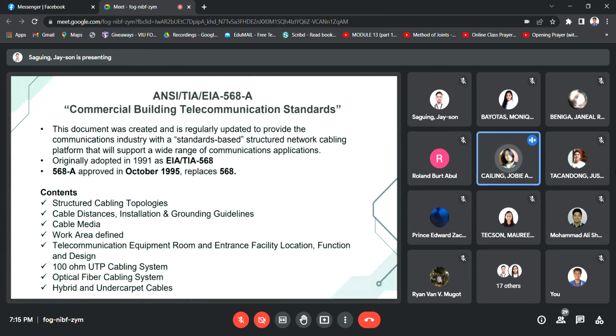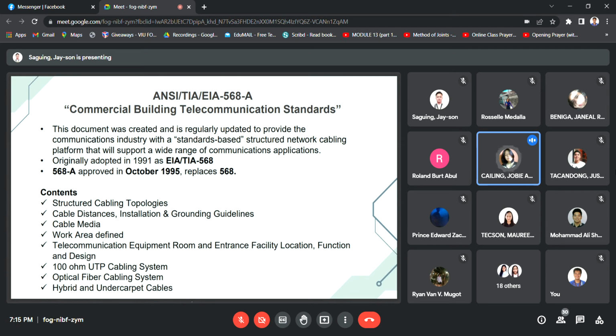So, what is the ANSI/TIA/EIA 568A Commercial Building Telecommunication Standard? This document was created and is regularly updated to provide the communications industry with a standards-based structured network cabling platform that will support a wide range of communications applications. It was originally adopted in 1991 as EIA/TIA 568, and the 568A was approved in October 1995, which replaces the 568. So, first, the contents of this document.